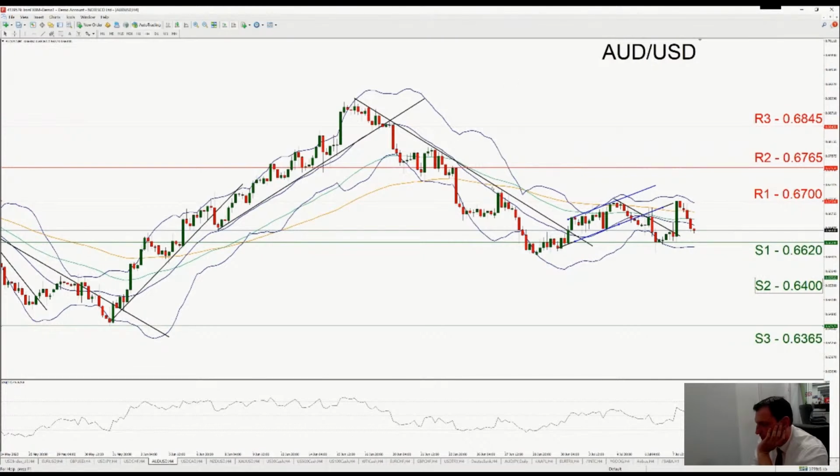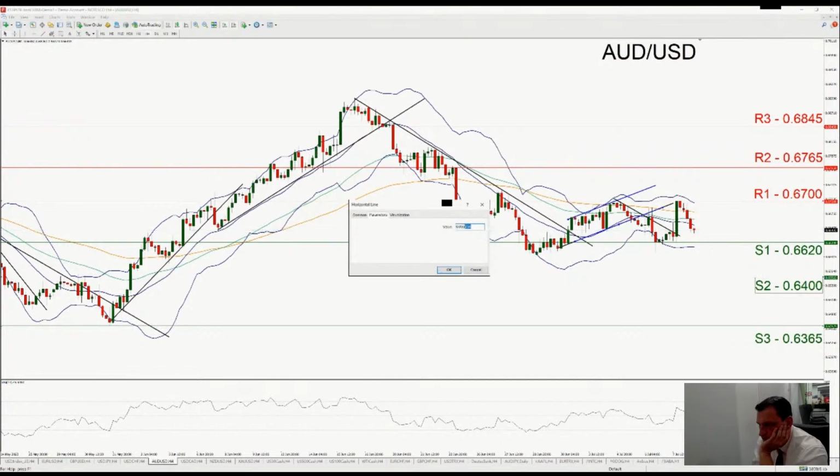Let's have a look at the S2. 0.6550. And the final S3, 0.6460.